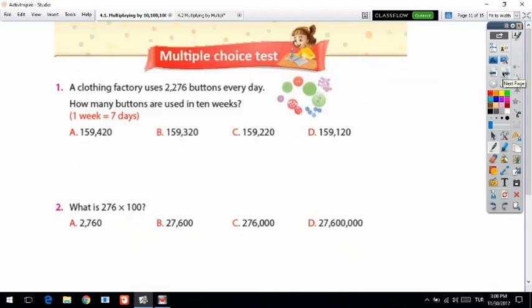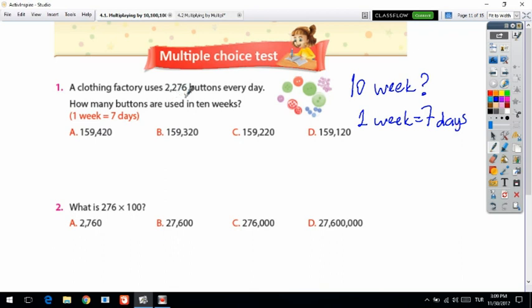Okay, now let's continue. So we have multiple choices. A clothing factory uses 2,276 buttons every day. How many buttons are used in 10 weeks? So what should we do first? First try to understand, every day 2,276. How many buttons are used in 10 weeks? First of all, we find it for 10 weeks. So we know, for 1 week, how many days do we have? 7 days. So first of all, we know for one day, for every day, it says every day.